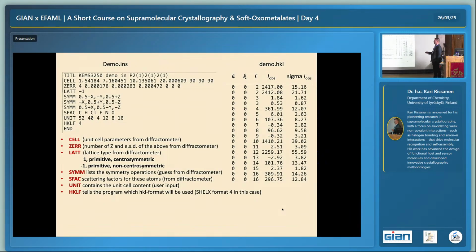So in the unit cell we have 52. Remember, it was C13. So 4 times C13 is 52. That's nothing more. So that is information that comes from the instrument directly. And this is just information about the format for this file. And now, this is the HKL file. And this is how it looks.